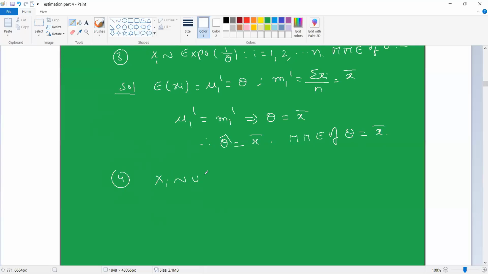Xi follows uniform (a, b), i equal to 1, 2, 3 and so on to n. Find the MME for a and b.